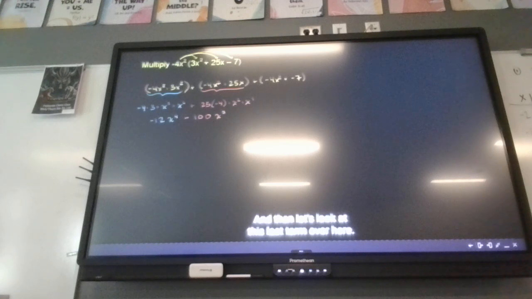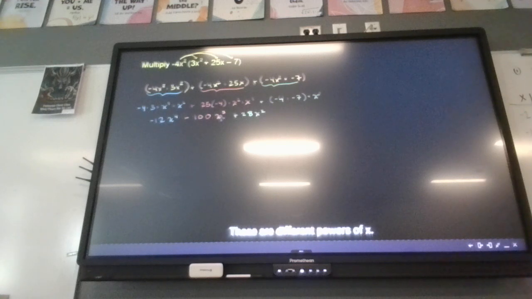And then let's look at this last term over here. We have negative 4x squared. So this is going to be plus. That's this plus right over here. We have negative 4. We can multiply that times negative 7. And then multiply that times x squared. I'm just changing the order in which we multiply it. So negative 4 times negative 7 is positive 28. Positive 28. And then I'm going to multiply that times the x squared. And there's no simplification to do, no like terms. These are different powers of x. So we are done.